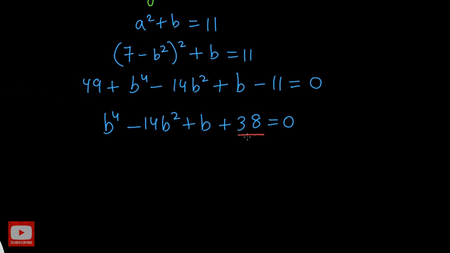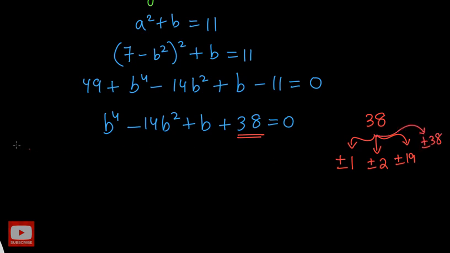So what we are going to do is take this 38, the constant term. We have to find the factors of 38, both positive and negative, and plug them into this equation and check which value will give us 0 as the answer. As you know, 38 is divisible by plus and minus 1, plus and minus 2, plus and minus 19, and also plus and minus 38. So which value will work? You have to plug in all these values in the place of b and check, but I have already done that, and I know that b equal to 2 is a possible solution.